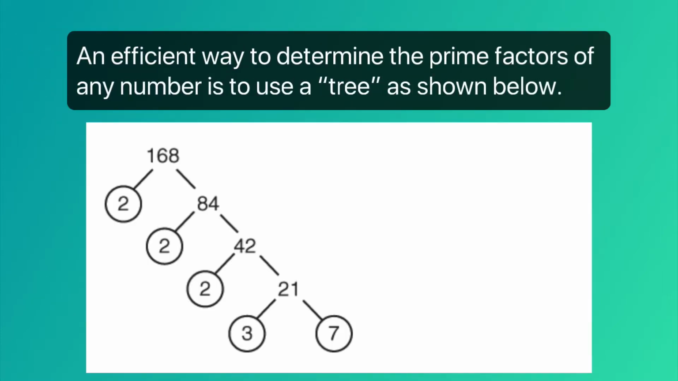An efficient way to determine the prime factors of any number is to use a tree, as shown below. Based on the above operations in the tree, the prime factorization of 168 is 2 times 2 times 2 times 3 times 7. All the prime factors, including repeated numbers, must be listed because the original number is the product of all of these numbers.